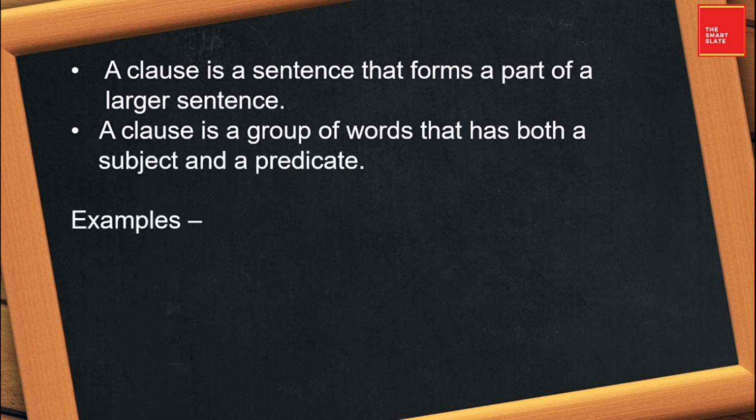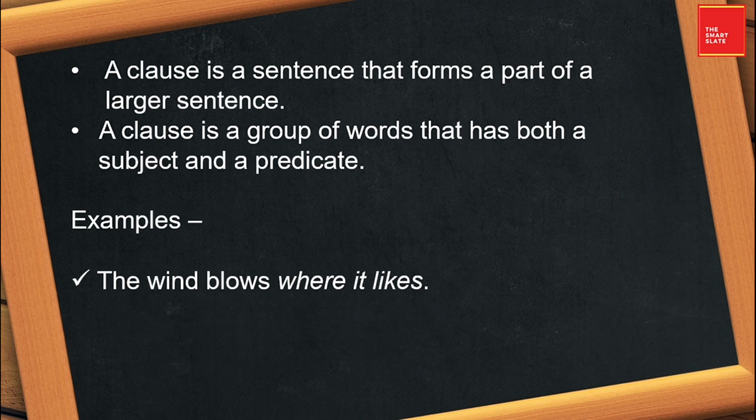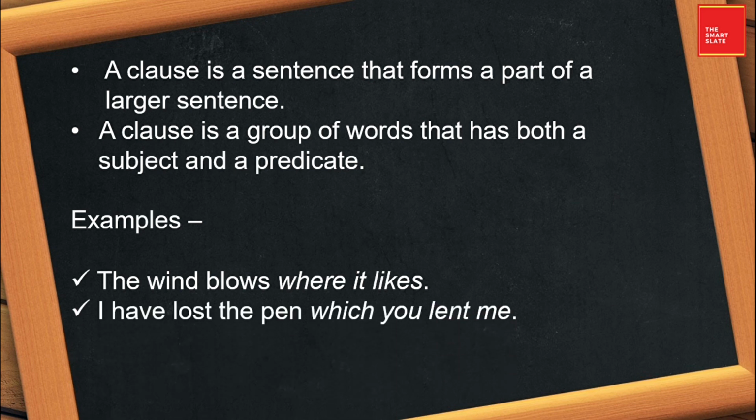In the upcoming videos, we'll discuss subject and predicate, which will help you understand the clause and the types of clauses better. For example, consider the very first sentence: the wind blows where it likes. Where it likes is a clause. I have lost the pen which you lent me. Which you lent me is again a clause.